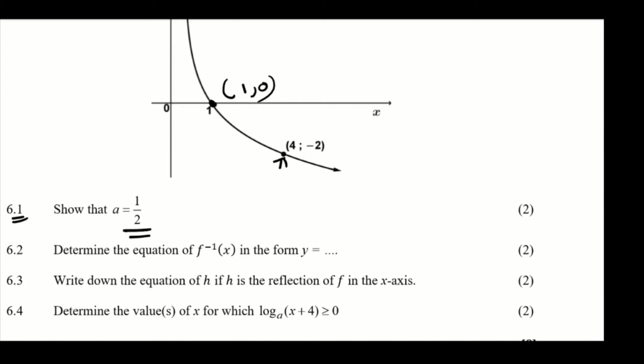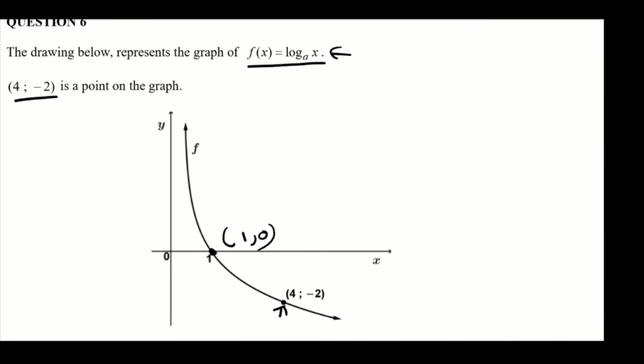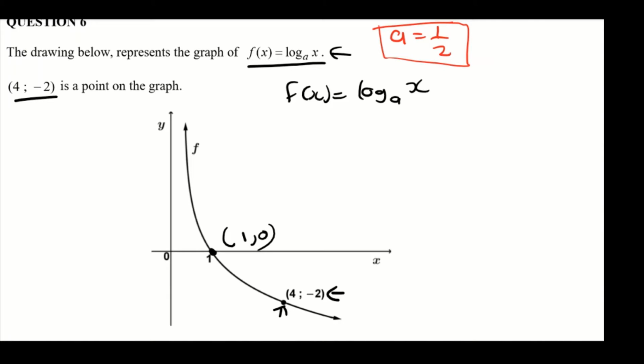So remember that we have our f of x being equal to log base a of x, and we're asked to prove that a is equal to 1/2, right? So this is the requirement to show that. So how do we show that? We're going to use this point here, right? The point (4, -2). So you can substitute it in this equation here.